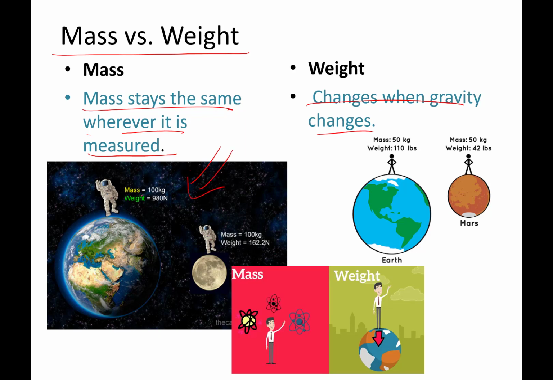Let's say an astronaut has a mass of 100 kilograms and weighs 980 newtons on Earth, goes to the moon. On the moon, your weight will be 1/6. So mass of 100 kilograms or weight of 162 newtons. To put it another way, if you have a weight of 120 pounds on Earth, if you go to the moon, you would only weigh 20 pounds.